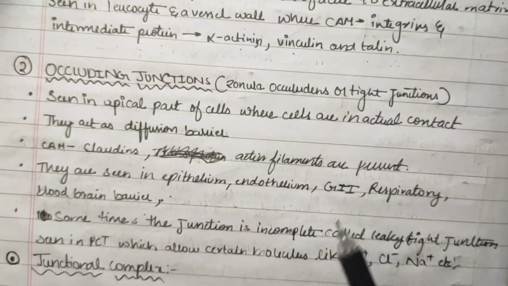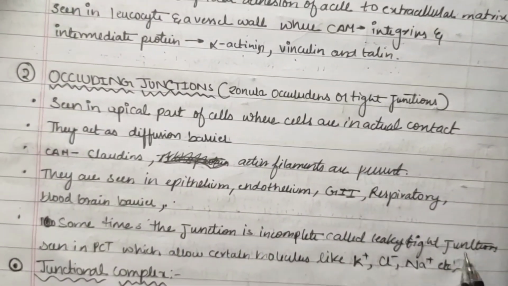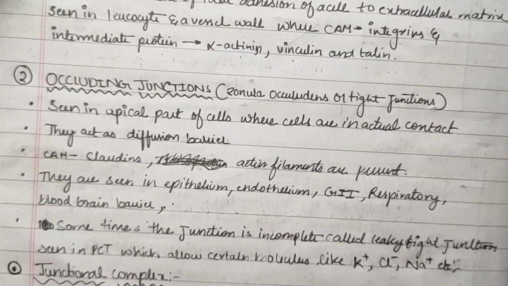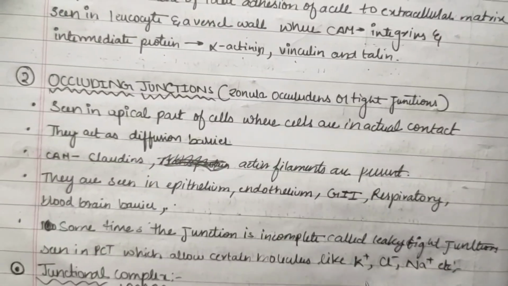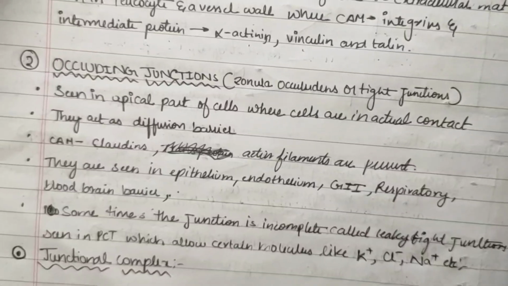Sometimes the junction is incomplete, and it is called a leaky junction. It is seen in the PCT, where the junction allows certain molecules or ions like potassium, calcium, chlorine, sodium, etc.